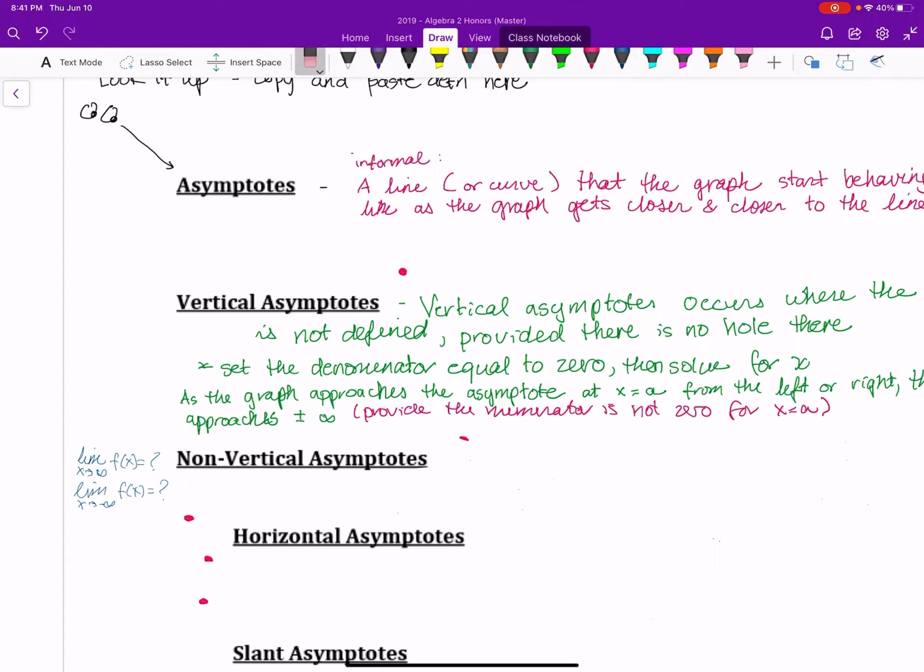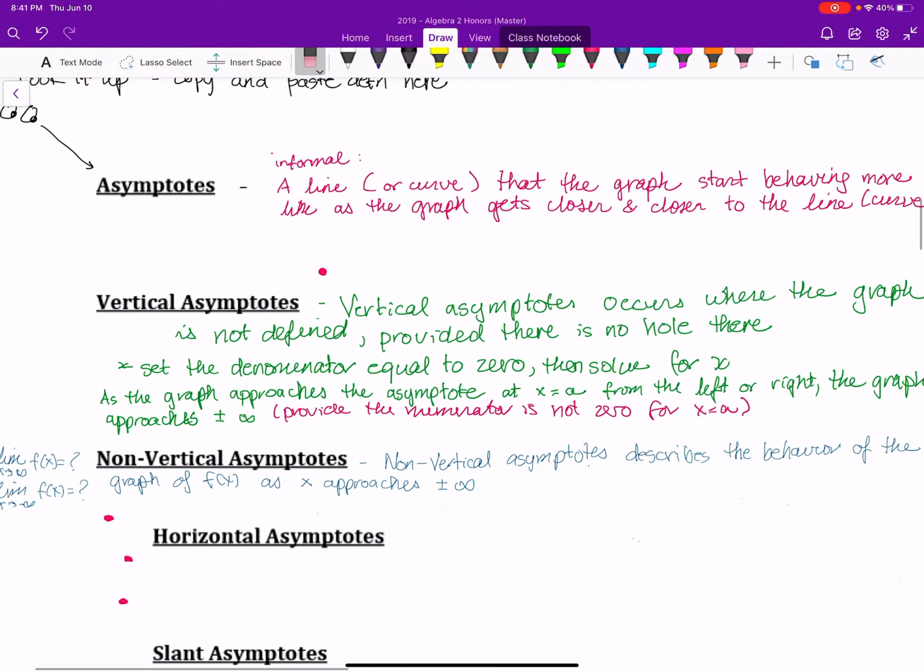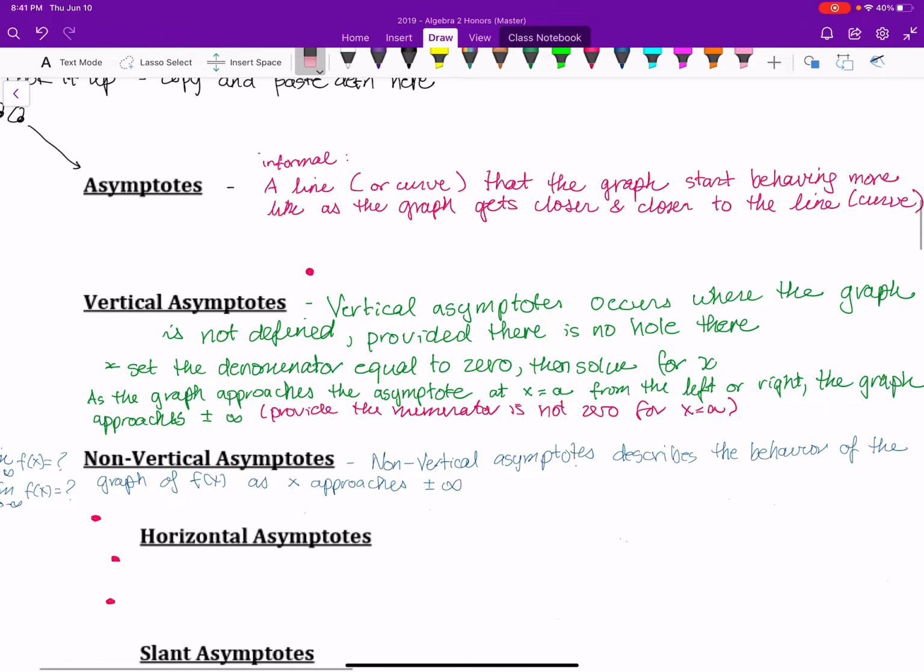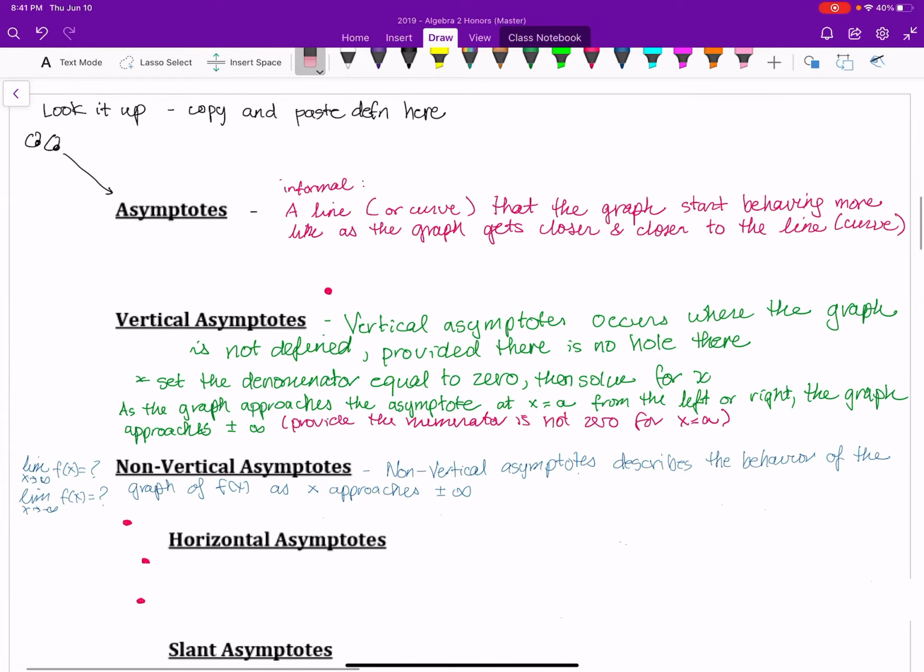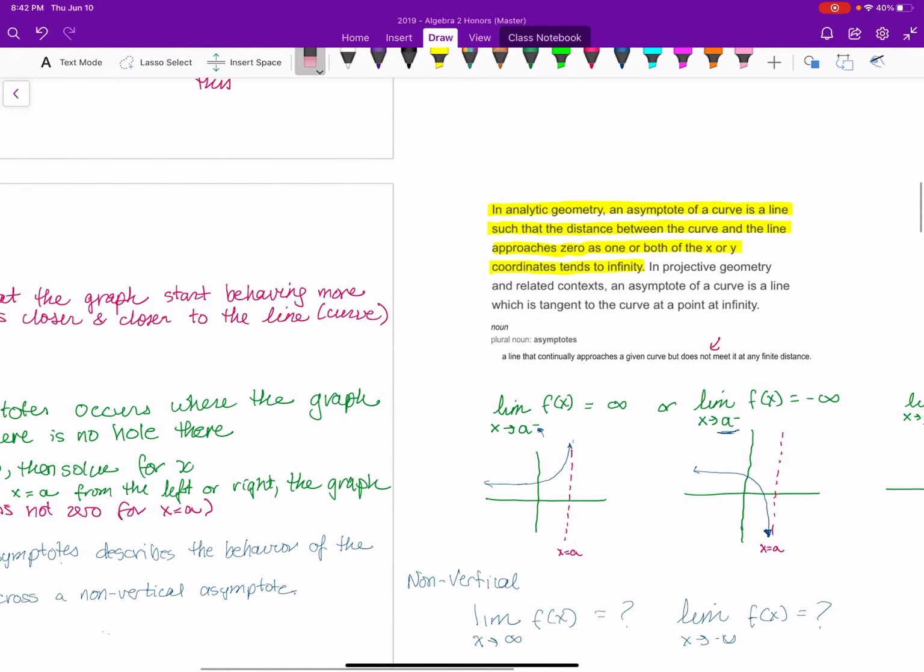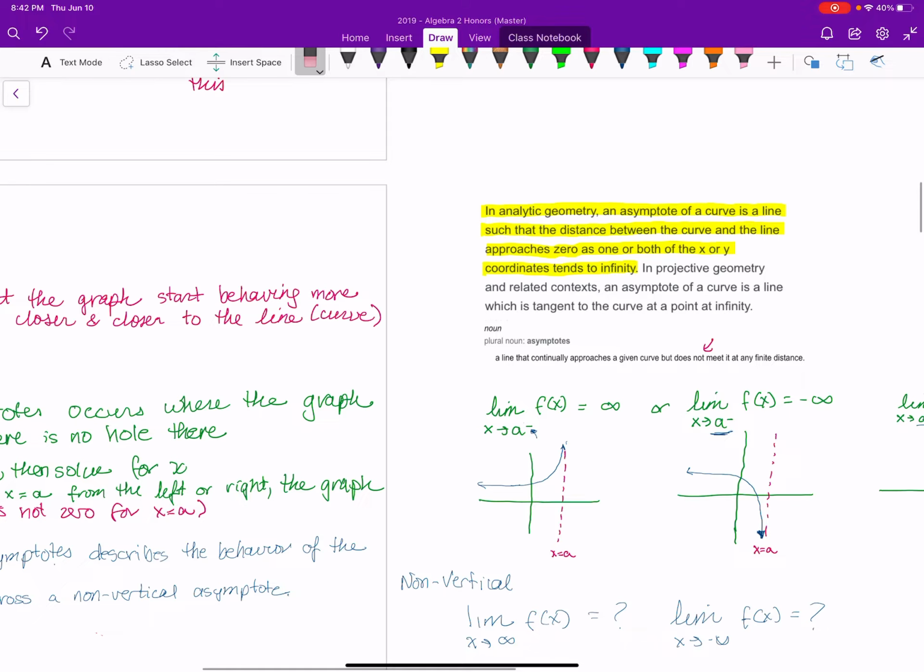So in our case, non-vertical asymptotes describe the behavior of the graph of f of x as x approaches positive and negative infinity. You can use limit notation if you're not super comfortable with that yet. I wrote it out in words as well. And I need to add that a graph can intersect or cross a non-vertical asymptote. That's why I wasn't a super fan of the definition that I found online, which says the graph does not meet it, because it can intersect it.